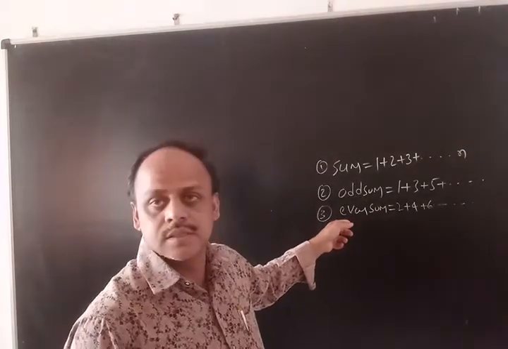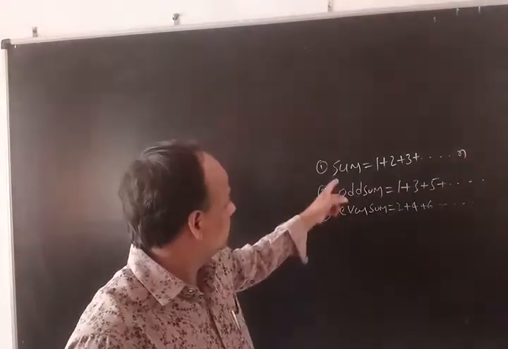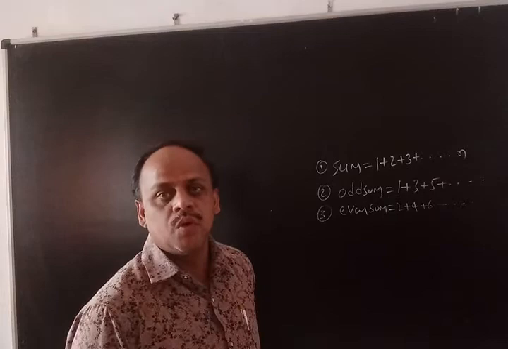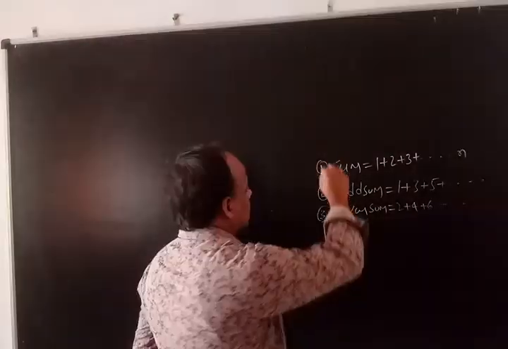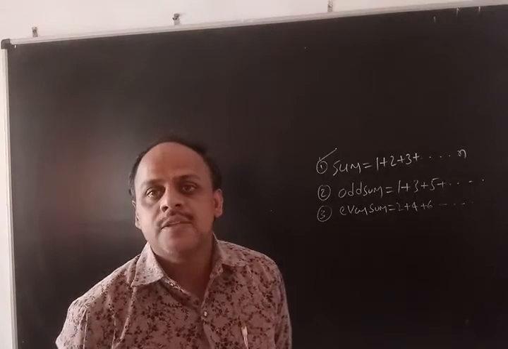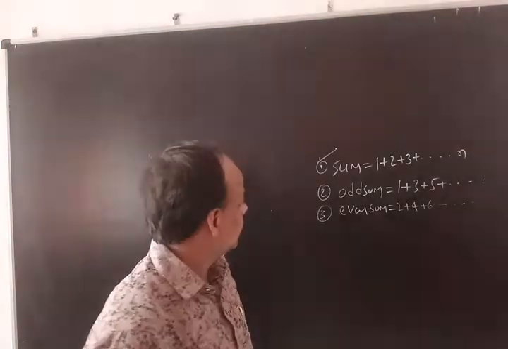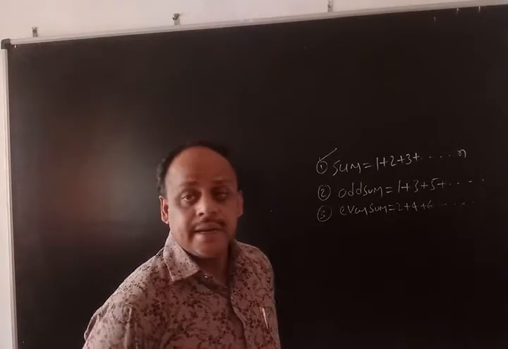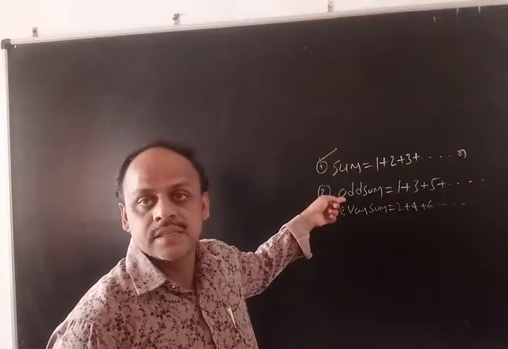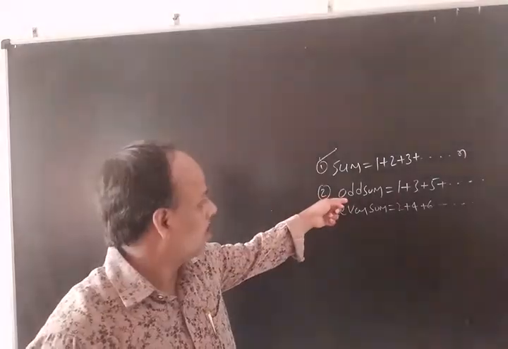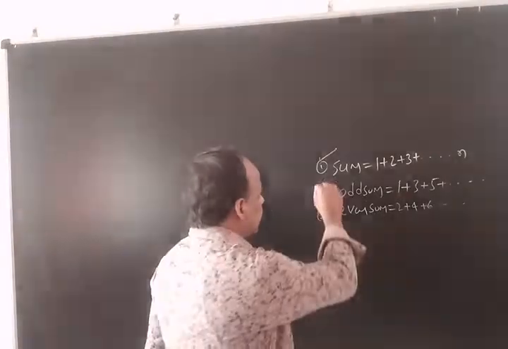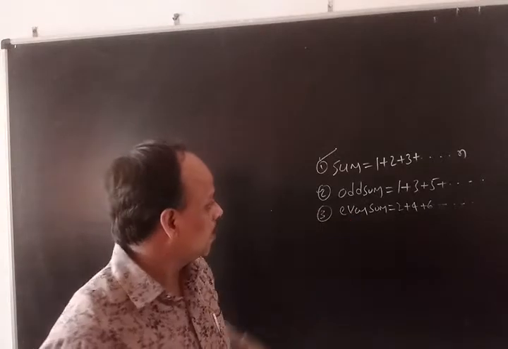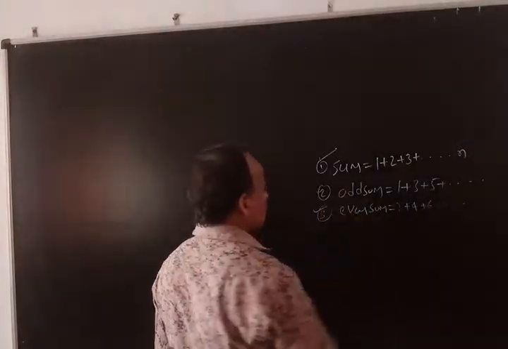Three series are given. First one is sum equal to 1 plus 2 plus 3 so on up to n. From this, what we can observe, first one is called sum of natural numbers. Second one is odd sum equal to 1 plus 3 plus 5 plus so on. It indicates the second one is a series of odd sum, right? Third one is a series of even sum, 2 plus 4 plus 6 so on.